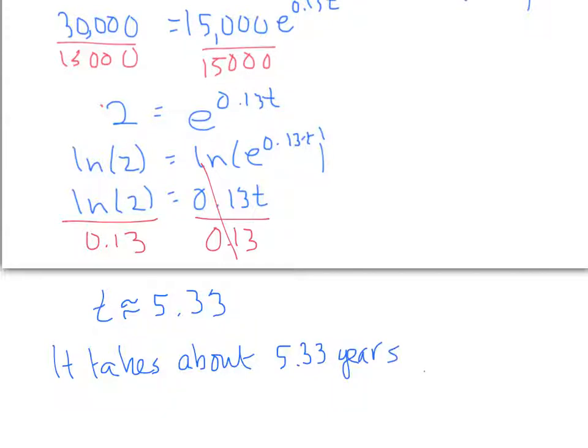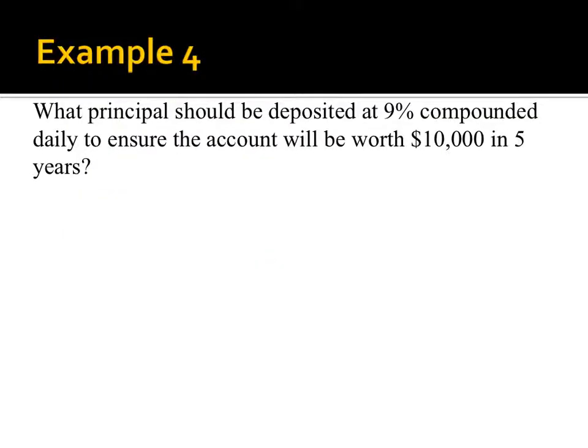All right. And let's go ahead and fit in the last one. I try to keep these videos under 10 minutes. This might be a little long. But it's the same idea. What principal should be deposited at 9% daily to ensure the account will be worth $10,000 in 5 years?